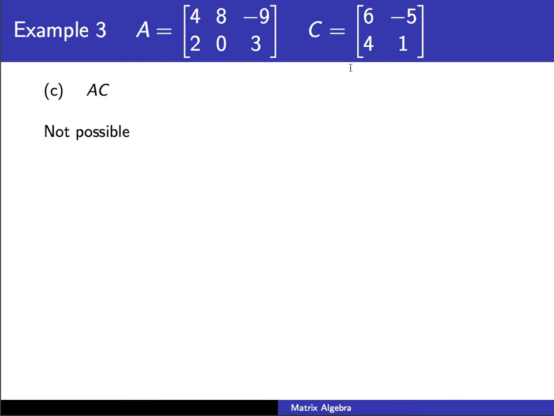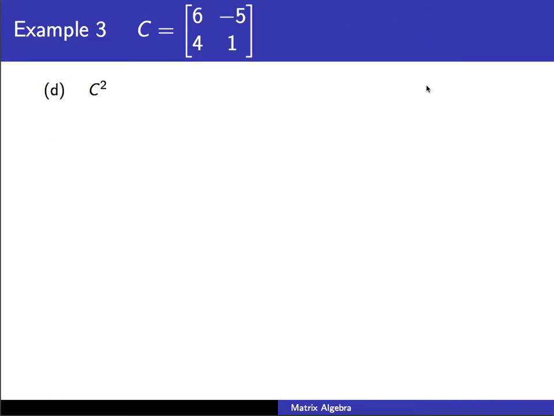If we tried to, we'd start with 4 times 6 plus 8 times 4, but then there's no element in C, in the first column of C, that corresponds with this negative 9. So it's not possible to multiply these two together because the number of columns of A does not equal the number of rows in C.